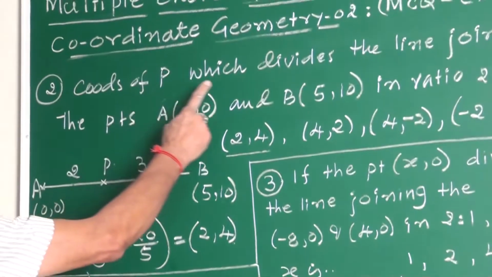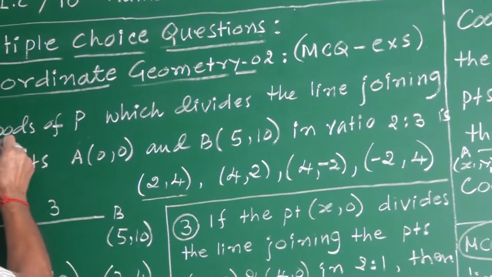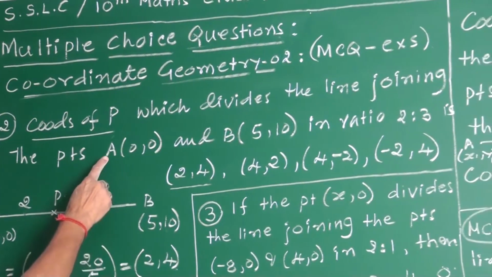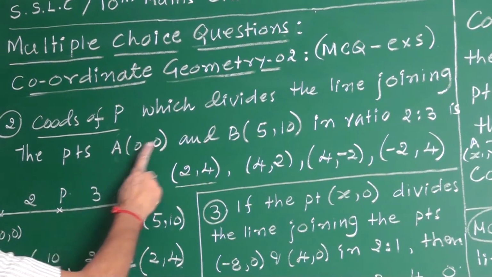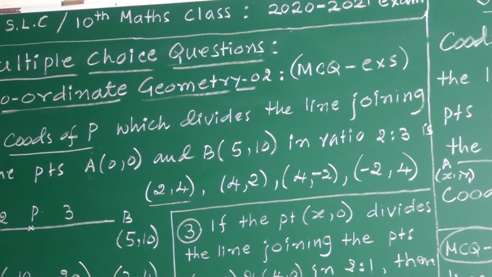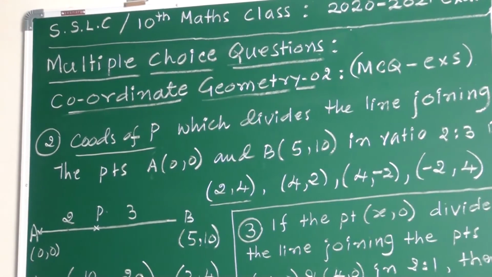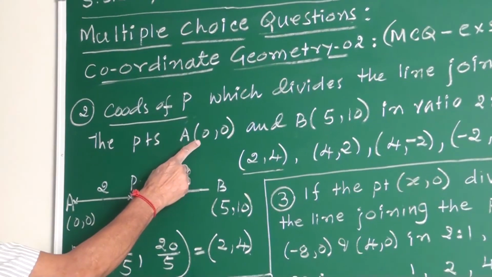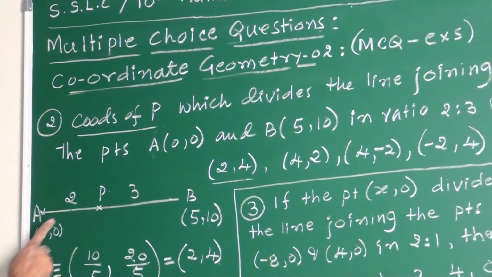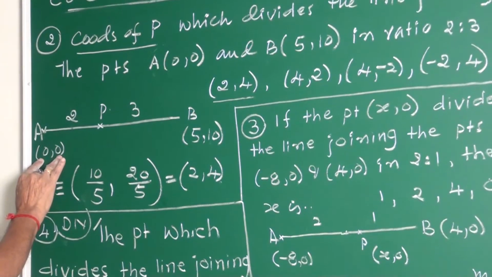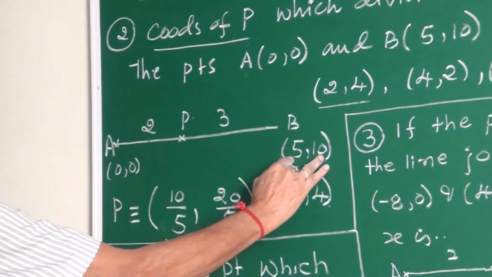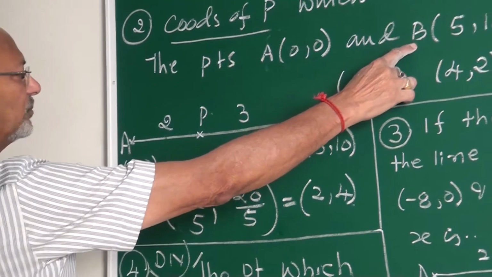This is the second example. The coordinates of a point which divides the line joining the points A (0, 0) and B (5, 10) in the ratio 2:3 is dash. Here the examiner has asked for the coordinates of the point. See, like this they give simple coordinates, the origin and some simple things. Yes, tell me, my friend. This end is 0, 0. This end is 5, 10, B.